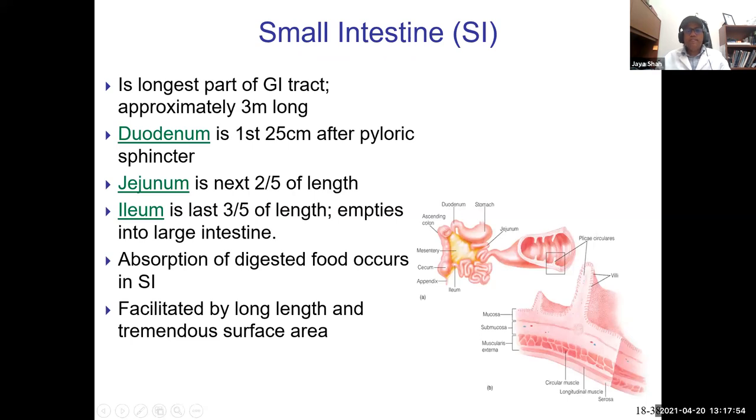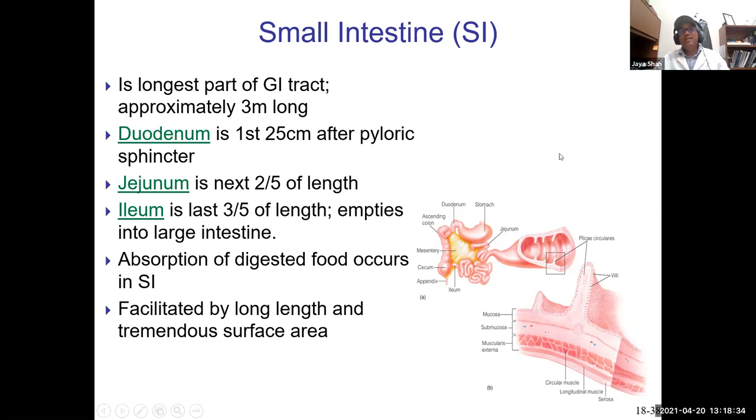So the small intestine starts from the stomach, the pyloric sphincter, and then there is the first part, the duodenum, then jejunum and ileum. The small intestine is the longest part of the GI tract. It is approximately 3 meters long. The smallest among those three parts is the duodenum, the first part, which is only 25 centimeters long. Jejunum is 2/5 and ileum is 3/5 of the length. So total 3 meters of length.